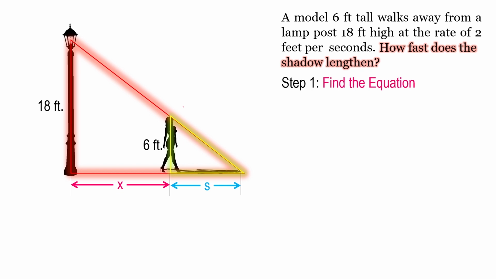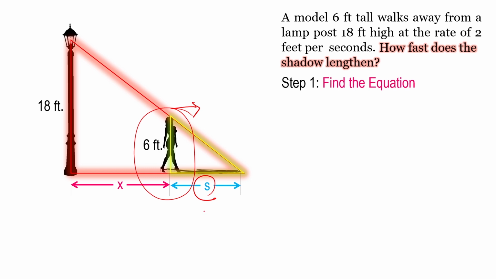Now take note that when the model moves away from the lamppost, of course, the length of her shadow will also increase. So that means that your s here is also changing through time. And the rate at which s is changing through time is what is asked in the problem.